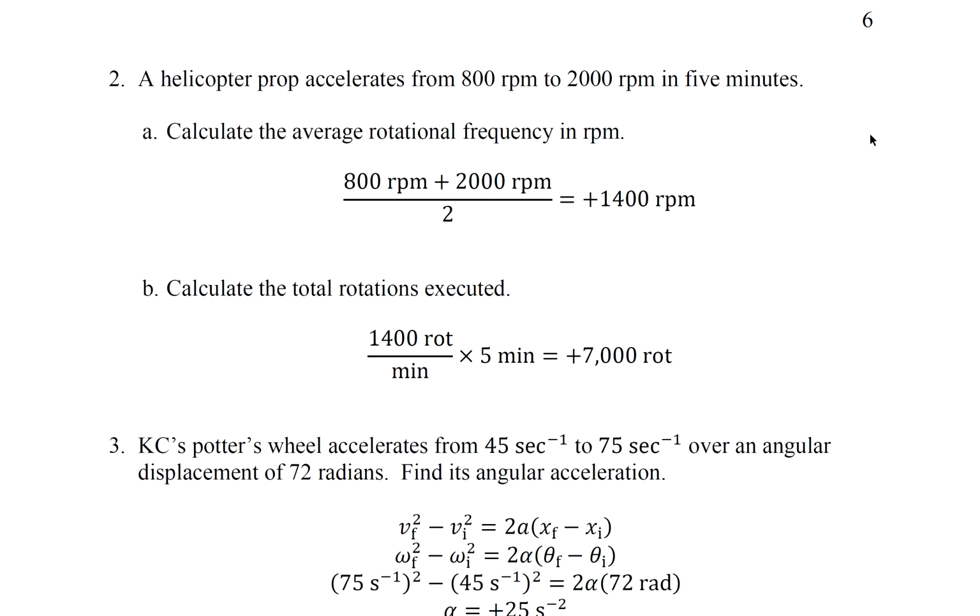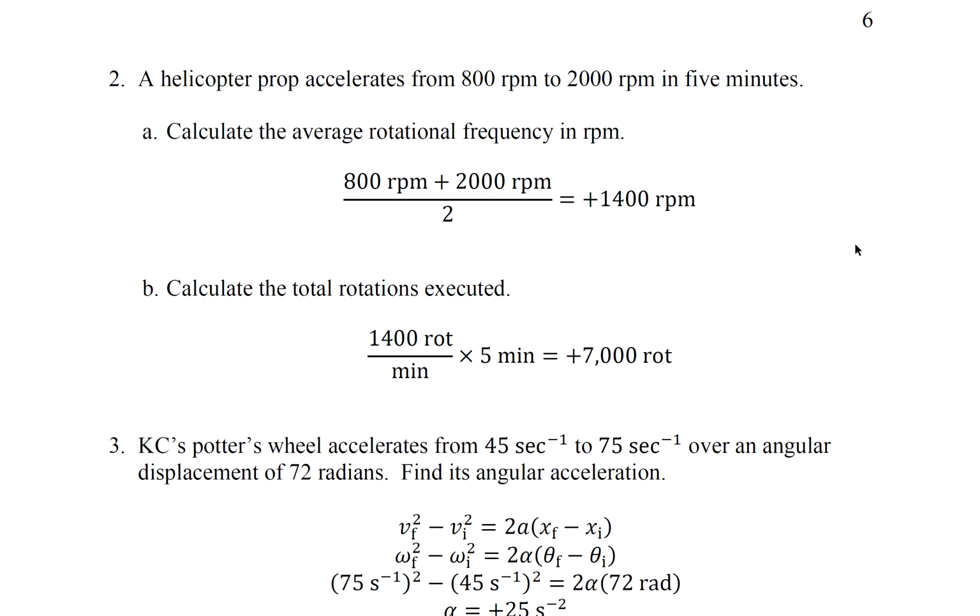Okay. A helicopter prop accelerates from 800 revolutions per minute to 2,000 revolutions per minute in 5 minutes. Part A, calculate the average rotational frequency in revolutions per minute. Part B, calculate the total rotations executed.